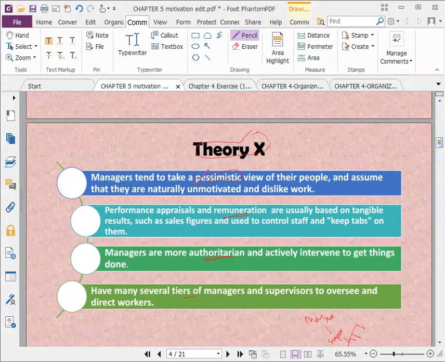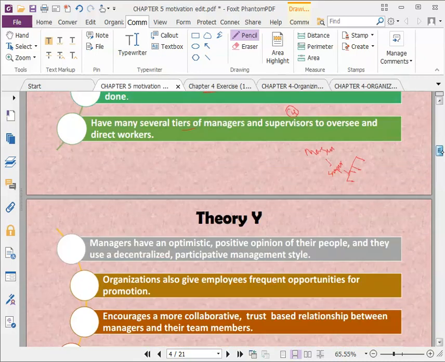Okay, you can take note of the Theory X definition. Kena tengok dia punya keywords. Pessimistic. They feel that the employee is unmotivated, dislikes work. Kena ada performance appraisal and remuneration so the employees will become motivated, and the manager is authoritarian. And then there are many managers and supervisors to oversee and control the workers. So that is Theory X. How about Theory Y?